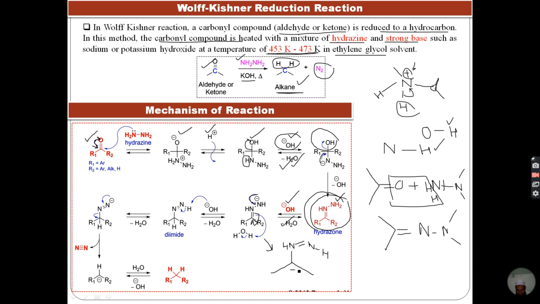So result is that we have a negative charge on this carbon. ठीक है, same is the case here. इसने step दिखाया नहीं यहाँ पे. So I have drawn it here. So as this carbon gets negative charge, now it can take proton from the medium.